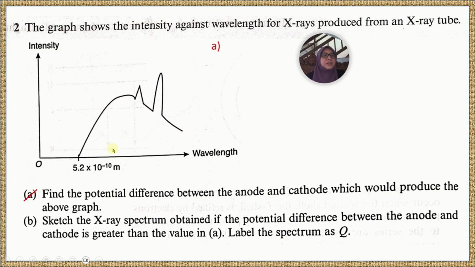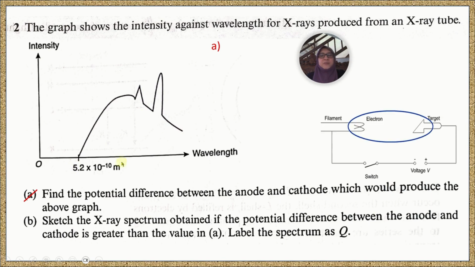Okay, for a question from the graph, what happened is there is a series of wavelengths produced by the X-ray tube here. So the X-ray produced is given in the graph below. The intensity of the X-ray produced given in the graph here is intensity against the wavelength.